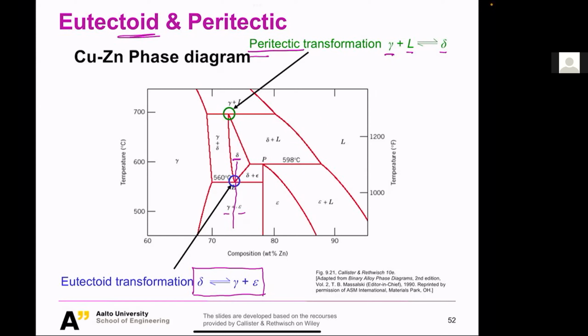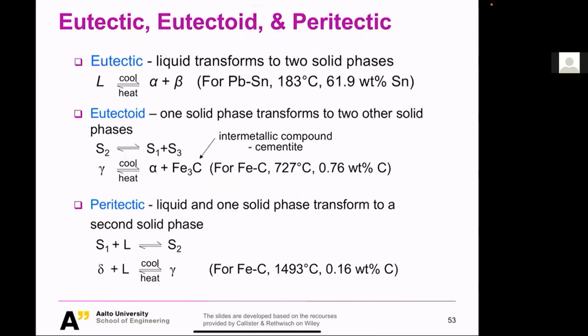One is eutectoid, one is peritectic. So now we're going to use this to get a summary for you, because these three are the most important phase transformations, especially the first two. They're extremely important for us to learn many metallic microstructures. And the peritectic is a little bit less common, but you should also know it.